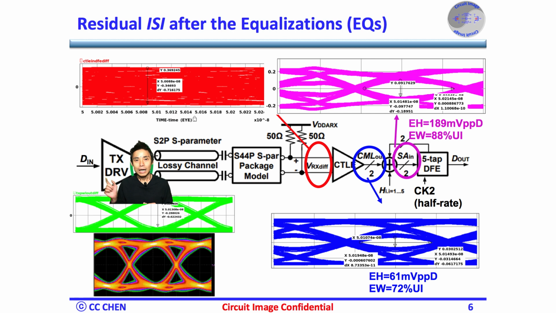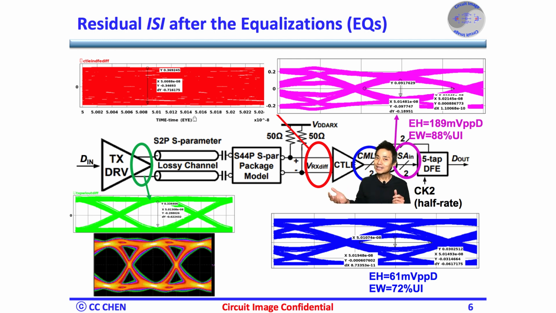Therefore, in our link budget exercise here, we could easily get the residual eye width margin to be 58% UI for both TX and RX residual eye size here. Let's move to the next one. Do you have any idea of what else item we should go through?